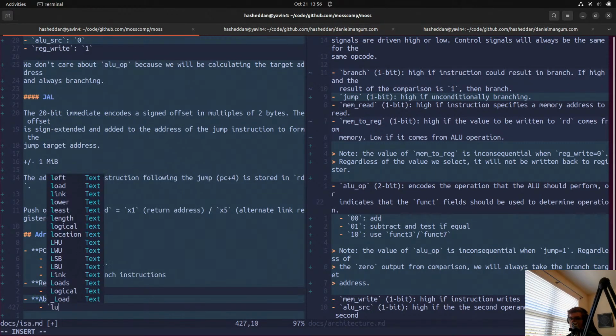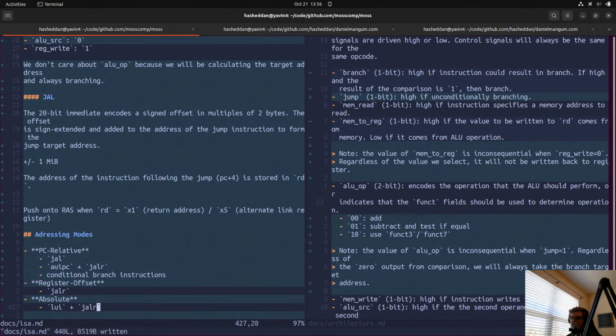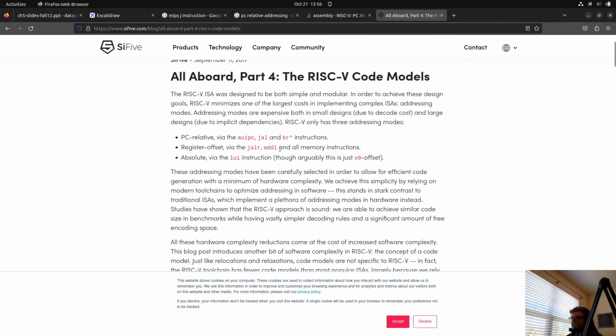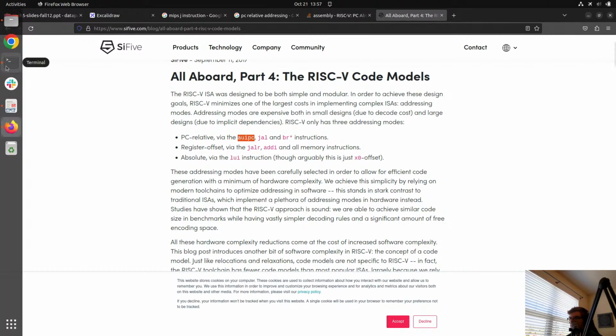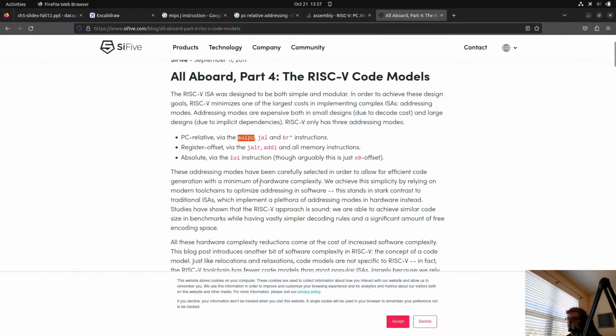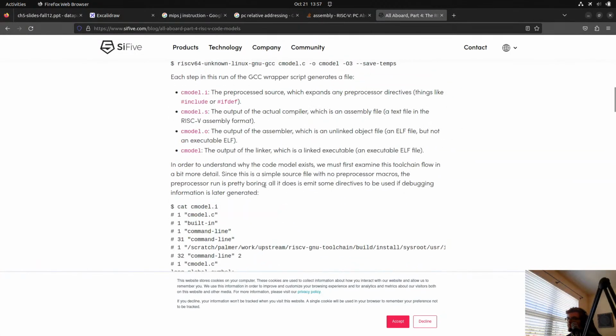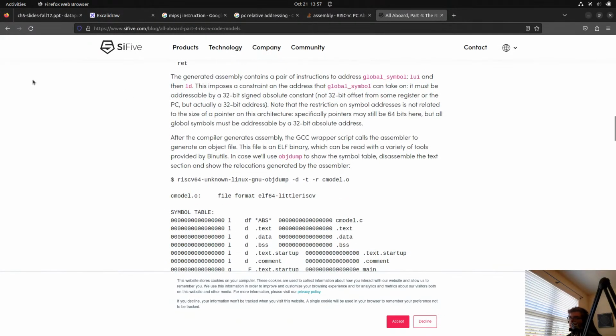And this would be load upper immediate plus jump and link register. I think that actually differs in what this is saying here. Okay, yeah, it's saying combining with jump and link. I feel like this should be AUIPC plus jump and link register, but that's fine. Cool.